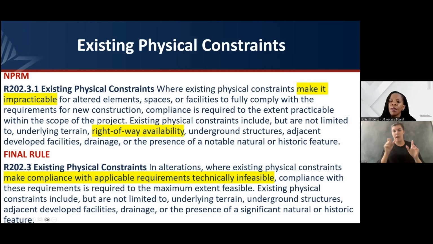The other key change is the board eliminated right-of-way availability, which was used in the NPRM. We eliminated that as an example of an existing physical constraint. The board acknowledges that in many cases, regulated entities have authority to acquire additional right-of-way, which made it a confusing example of an existing physical constraint. DOJ and US DOT may provide information as to any expectations that entities acquire additional right-of-way to meet accessibility requirements.